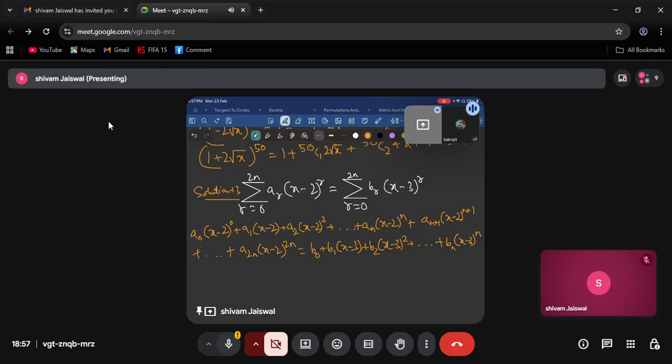Couldn't understand. Go slowly, a little bit. Tell me, in the expansion of (1 plus (x minus 2)) whole to the power 2n, 1 plus x, in there, a0, a1, a2 will be the binomial coefficients. I understood. Yes.